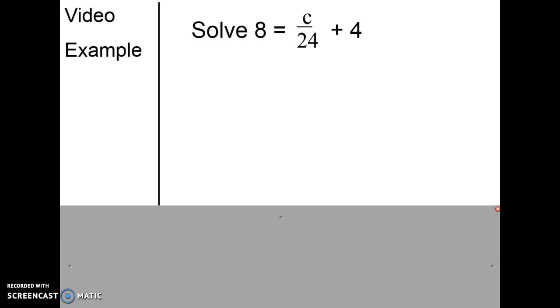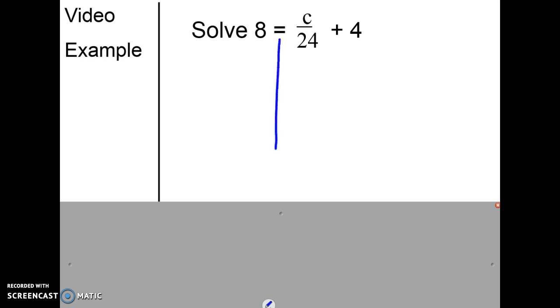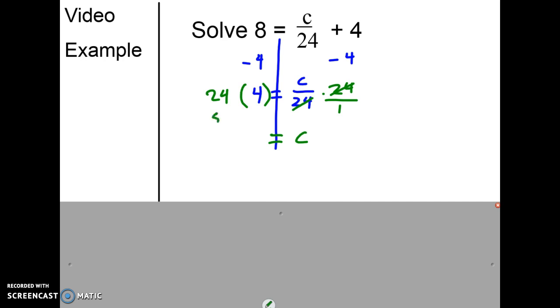We have 8 equals c divided by 24 plus 4. Once again, this is very close to the last one that we did. Draw our line, subtract 4 on both sides, and we get 4 equals c over 24. Then the opposite of dividing by 24 would be multiplying by 24. Remember, that's kind of a 24 over 1, so those cancel. We just get c. And then we have to multiply 24 on this side. Well, 4 times 20 would be 80, and 4 times 4 would be 16. 80 plus 16 would be 96.